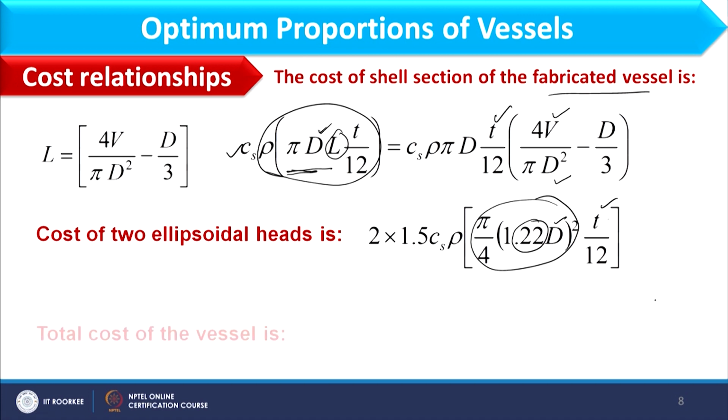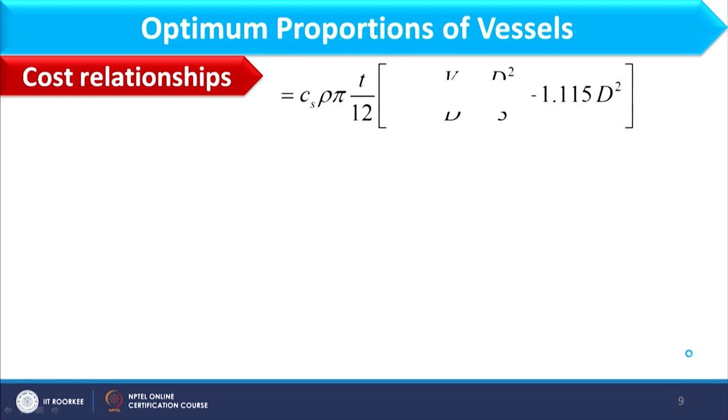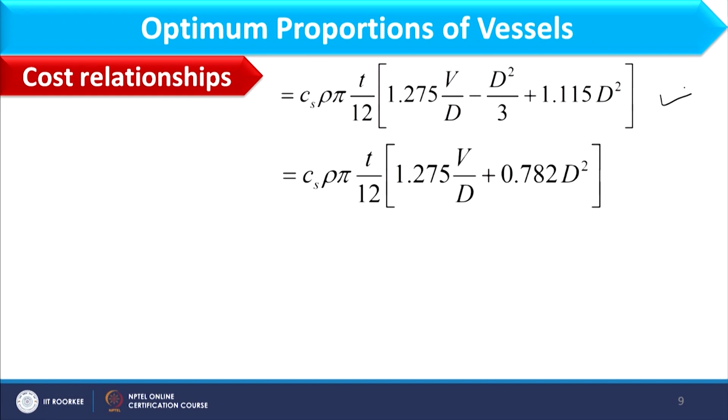So, resolving these expressions, the total cost of the vessel we find as C, which is equal to CS rho pi T by 12 [4V by pi d minus d square by 3 plus 3 by 4 (1.22 d) whole square]. So, this is the expression of the total cost of the vessel. Further resolving this, we have the total cost expression like this, and then we can again rewrite this, because here I have d square by 3 and here I have d square. So further resolving this will give an expression like this.